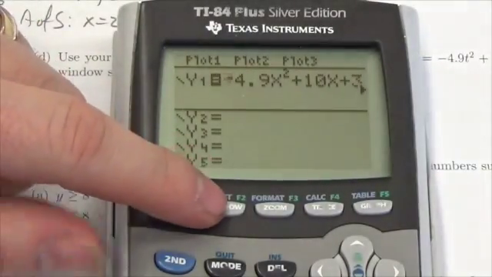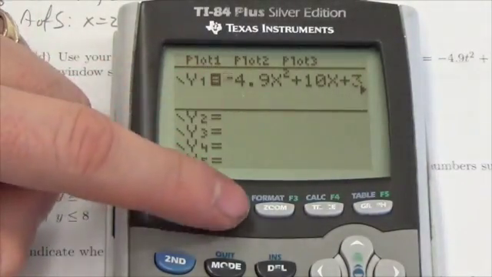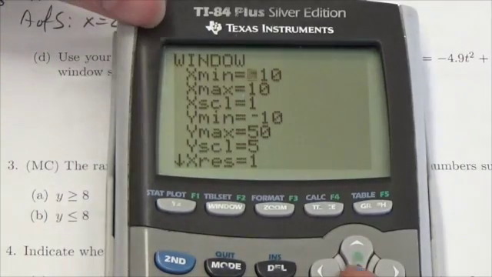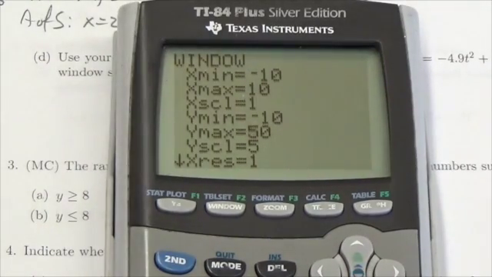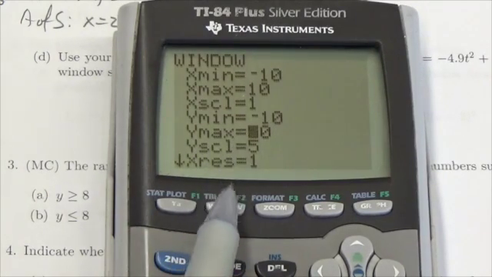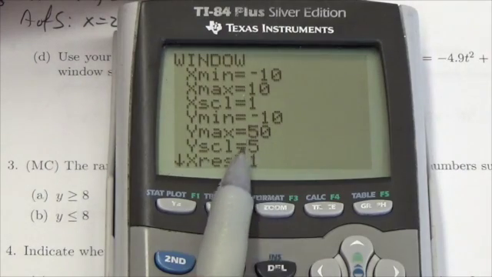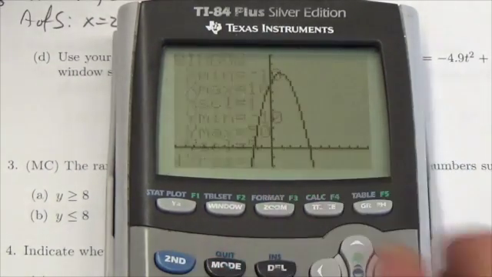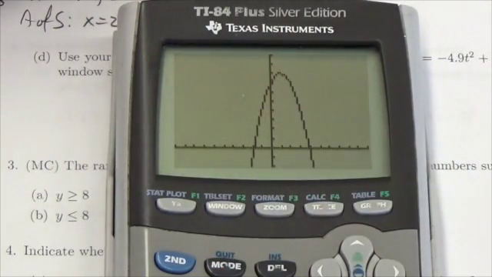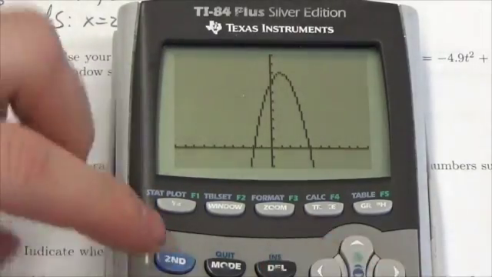And now I'm going to graph this. I've already graphed this and I already know that the regular window settings don't work here. So what I would suggest to make the window settings work is just make the Y max bigger. Press window, go in here and change the Y max from 10 to 50 and maybe go up by 5 so it's a little bit easier to read. And there we go.